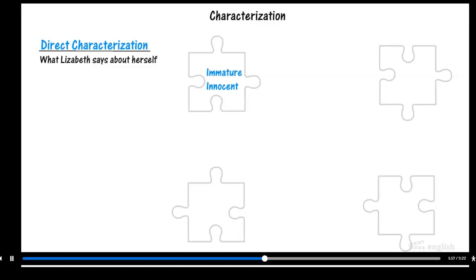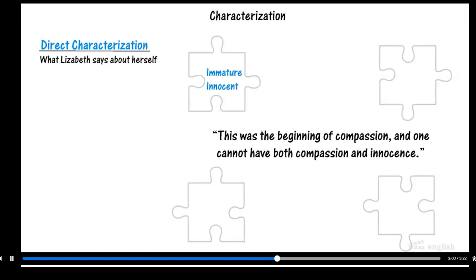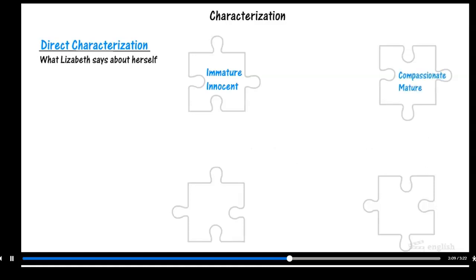At the end of the story, when Elizabeth realizes the pain she causes Miss Lottie, she says, "This was the beginning of compassion, and one cannot have both compassion and innocence." So, by the end of the story, Elizabeth appears to be compassionate and mature.